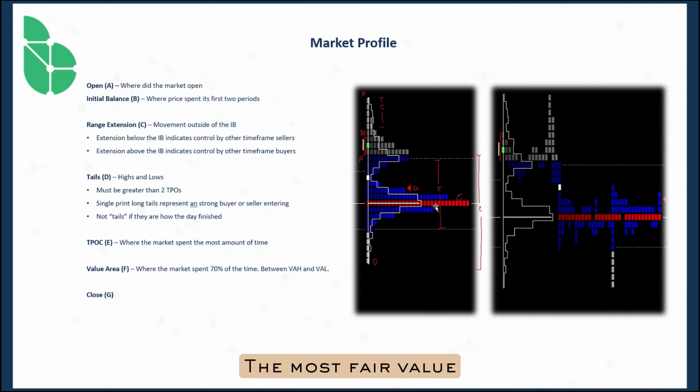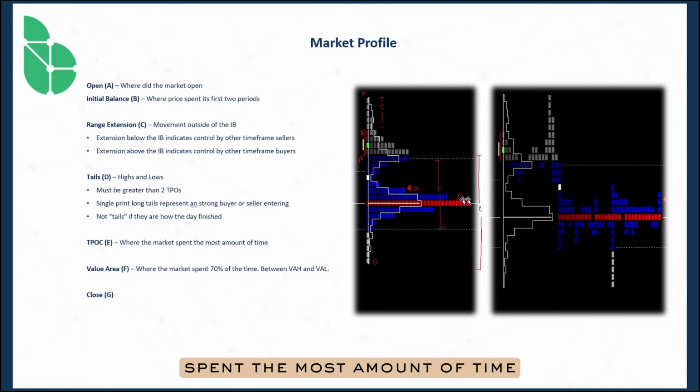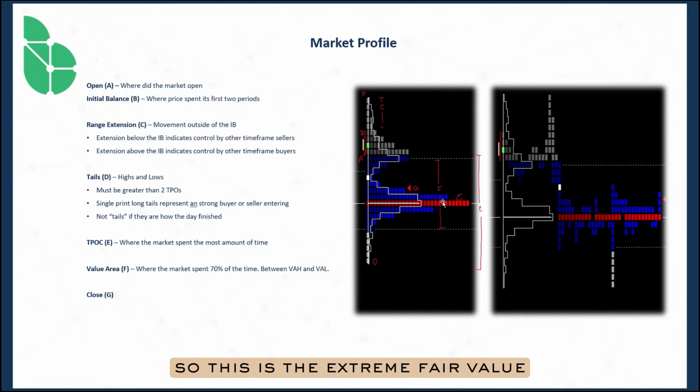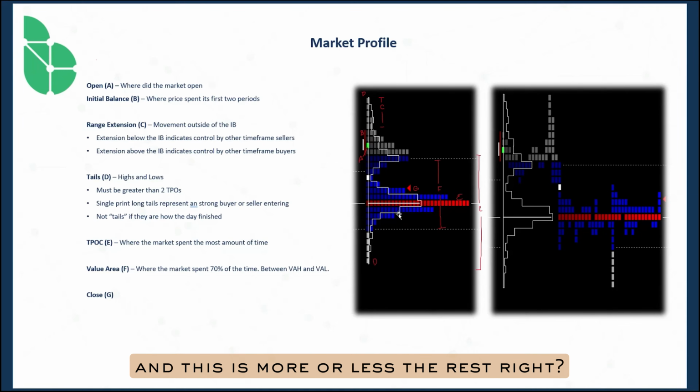Okay, the most fair value being at the point of control, where buyers and sellers spent the most amount of time. If this is where the most volume is transacted as well, then this is where we are going to say they agreed upon the most. Okay, so this is the extreme fair value, and this is more or less the rest, right?